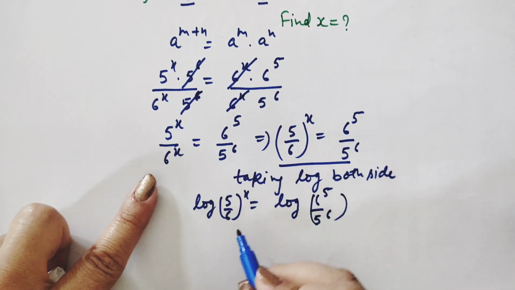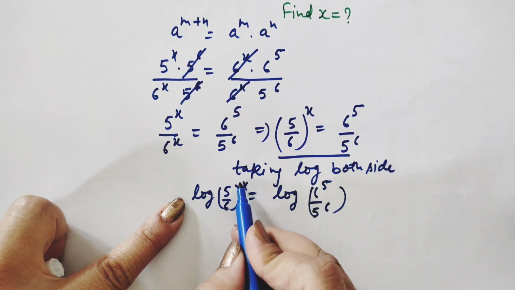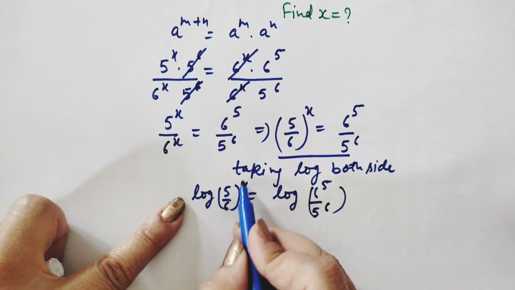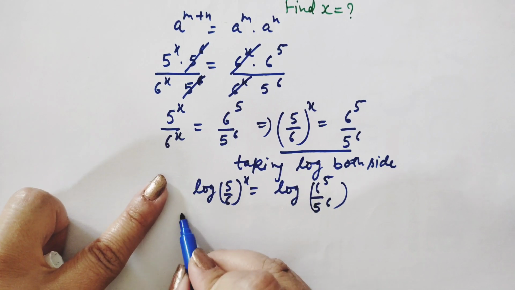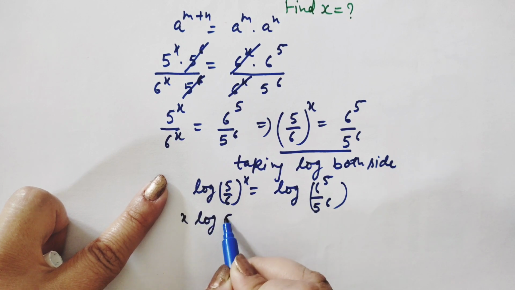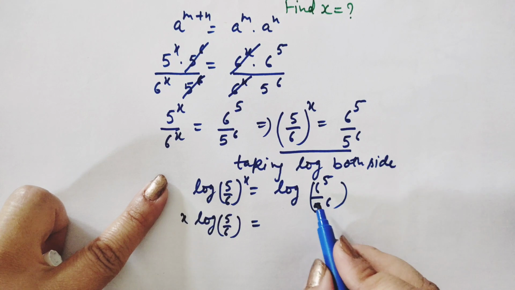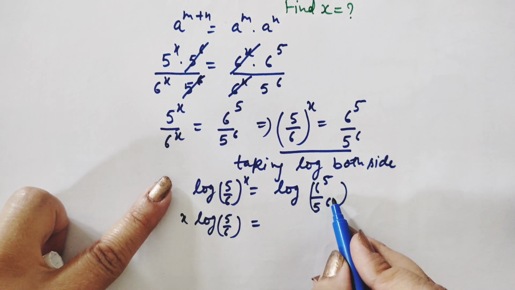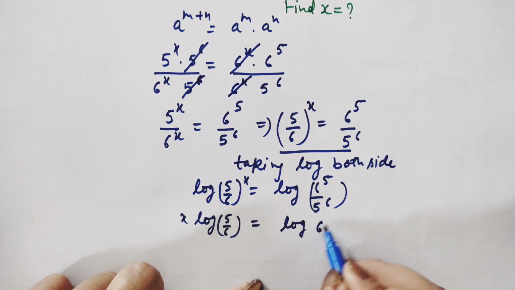So we are using the concept of log. The log concept is that if any number has a power, this power comes in front of the log. So x log 5 by 6, and here you can see log of 6 power 5 upon 5 power 6. So we will write this term as it is.